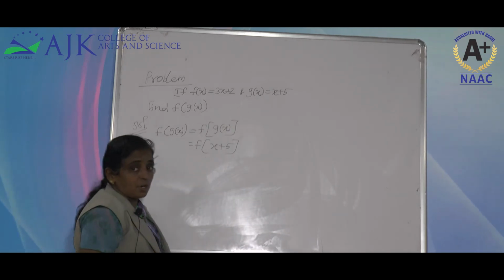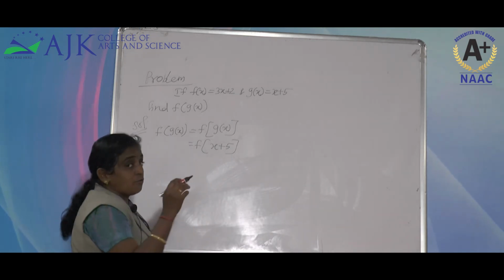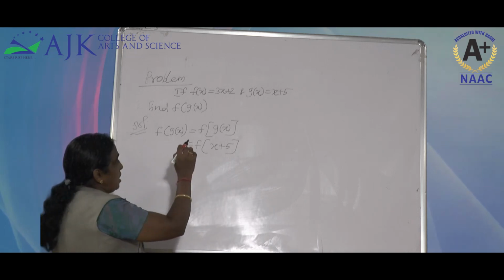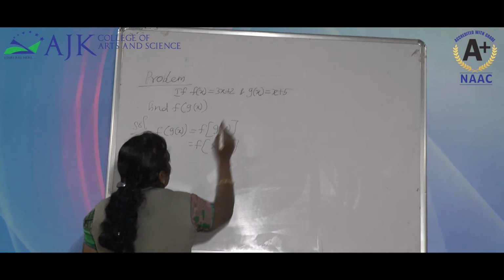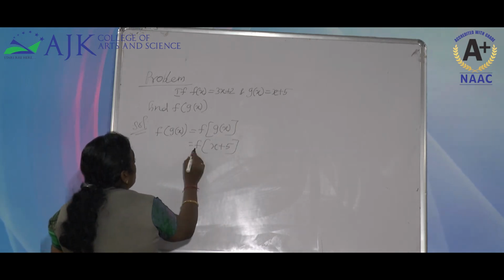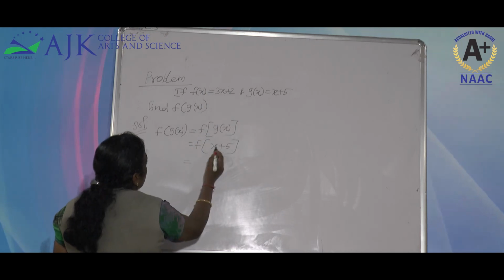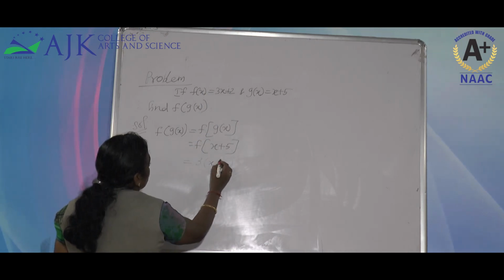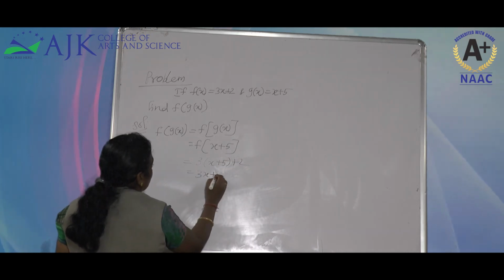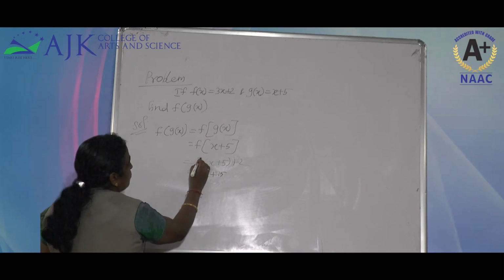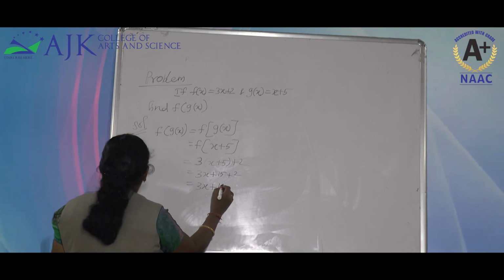If f of x equals 3x plus 2 and g of x equals x plus 5, find f of g of x. Solution: f of g of x. Then g of x is given as x plus 5. Next, f of x means 3x plus 2. So instead of x you have to write 3 into x plus 5, plus 2, equals 3x plus 15. 3 fives are 15, plus 2, equals 3x plus 17.